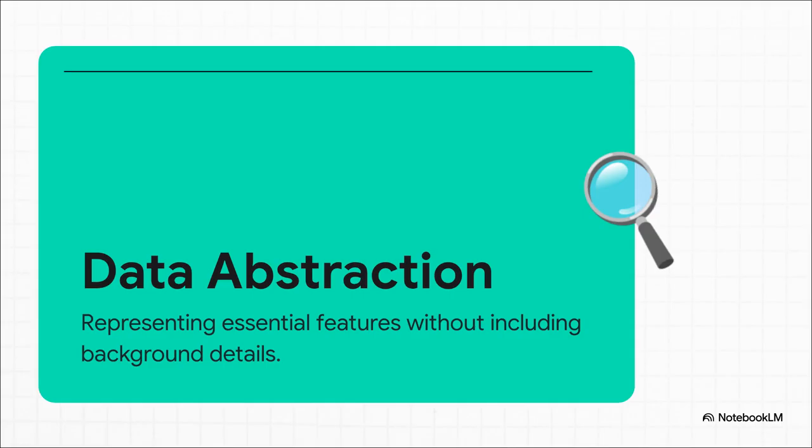Now, if encapsulation is the protective bubble, abstraction is kind of like the control panel on the outside of it. Simply put, abstraction is all about representing the essential features without getting bogged down in the overwhelming background details or explanations. It's how we extract common features to create a single, clean interface to handle multiple tasks.